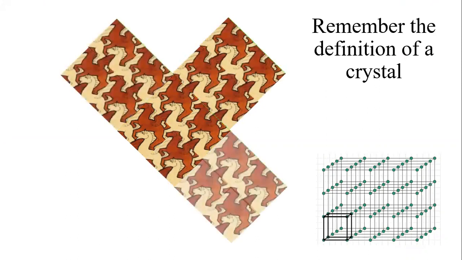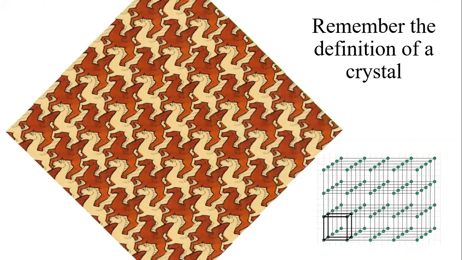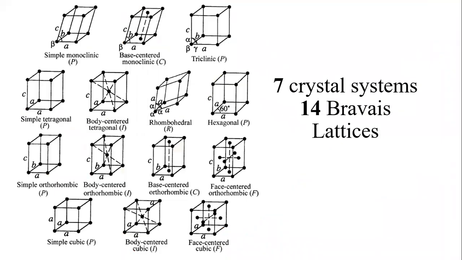So first of all, don't forget this definition of a crystal, which has to do with a unit cell that is being repeated. This is very important because this way you can know when you're talking about a crystal or an amorphous material. Remember also that you have crystal systems and 14 Bravais lattices to classify your crystals.